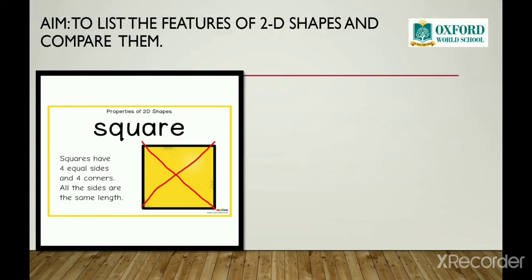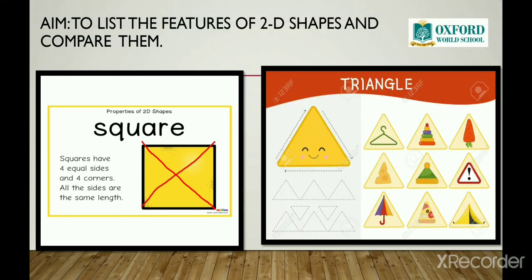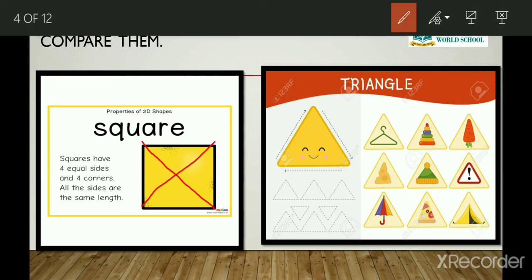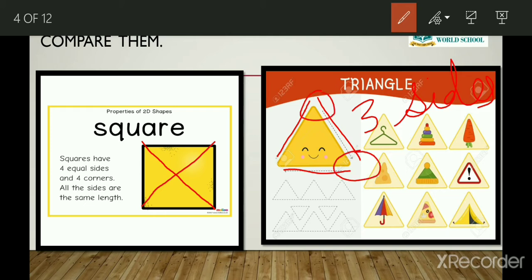Now let's see the next shape. Oh, it's a triangle. Well, in a triangle we have 3 sides. Side number 1, side number 2 and side number 3. So we have 3 sides. And how many corners? Corner 1, corner 2 and corner 3. So 3 corners we have.